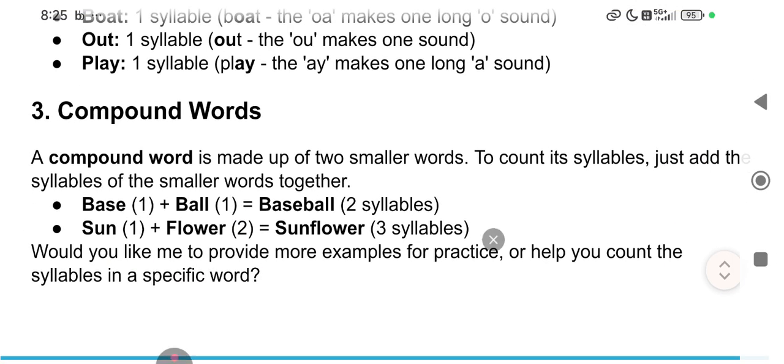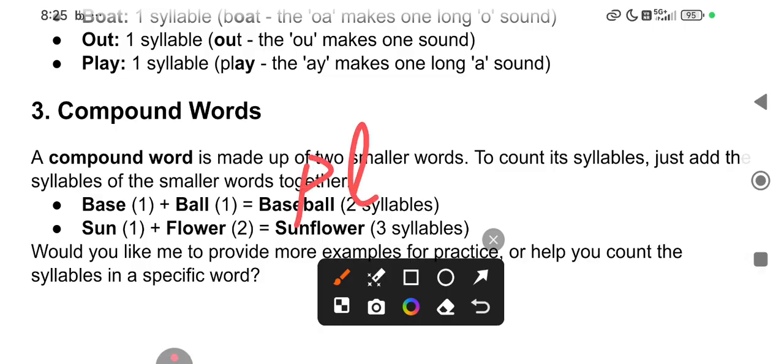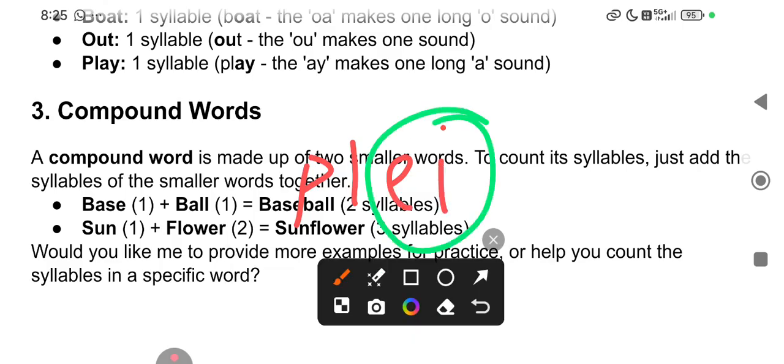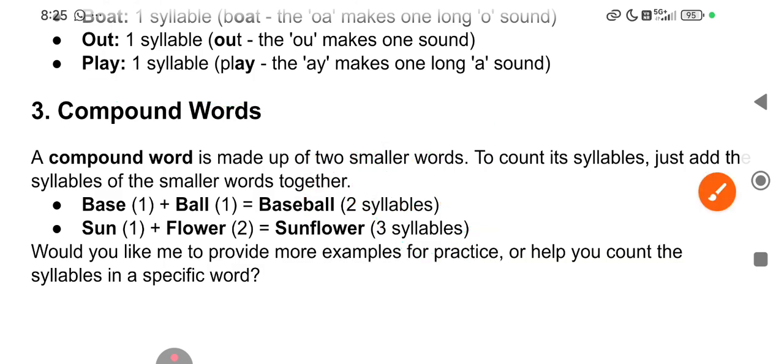Then play. So this is also counted as one. Play, one syllabic word, right?